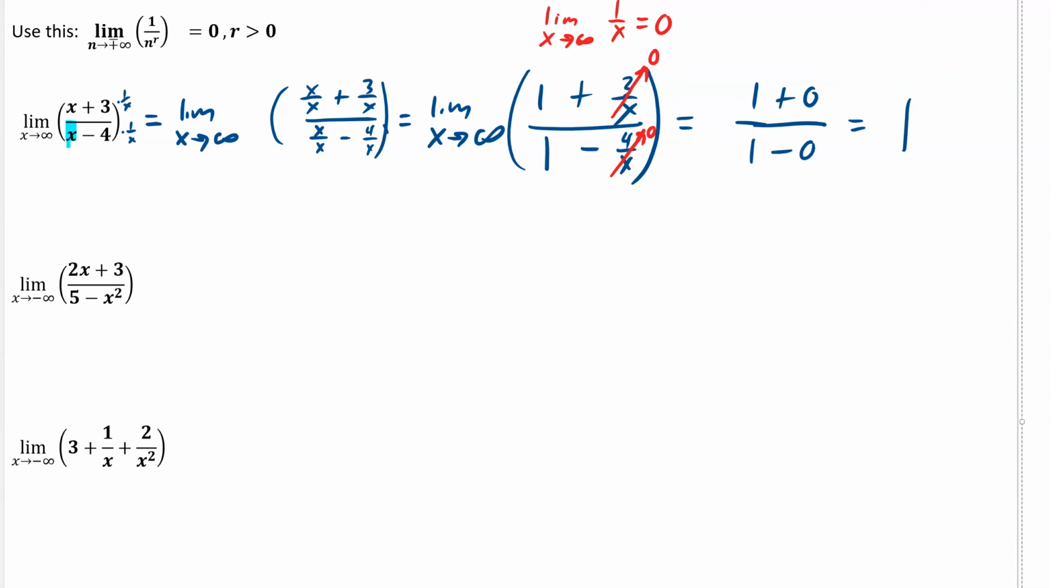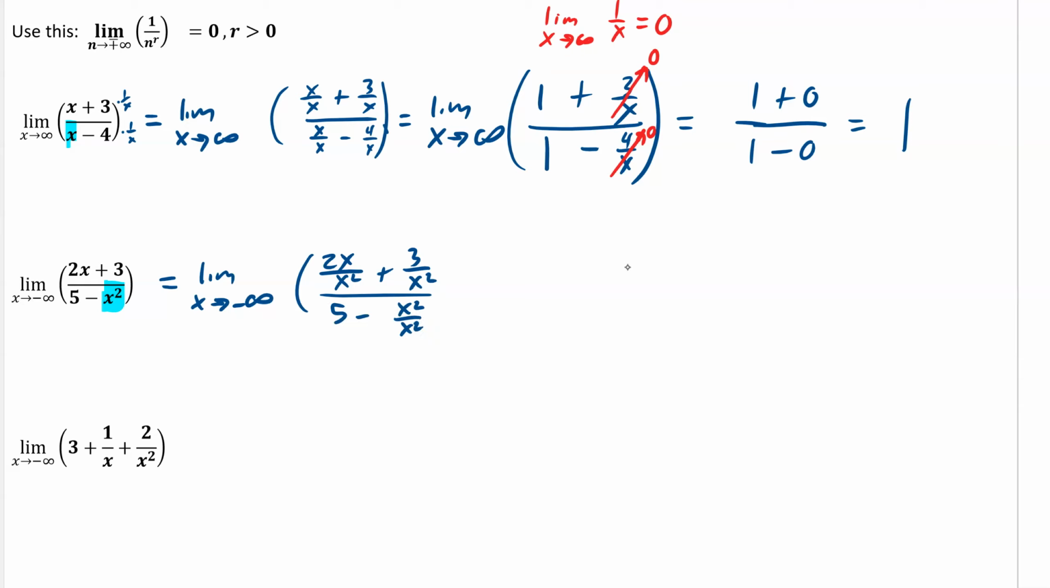So now let's try another one. So our bottom degree here, the biggest one that we have, our leading term would have been negative x squared. So we're going to divide everything by x squared. So the limit as x approaches negative infinity of 2x over x squared plus 3 over x squared, and then 5 minus x squared over x squared, and then we cancel. So this becomes the limit, and make sure you are writing the limit each time.